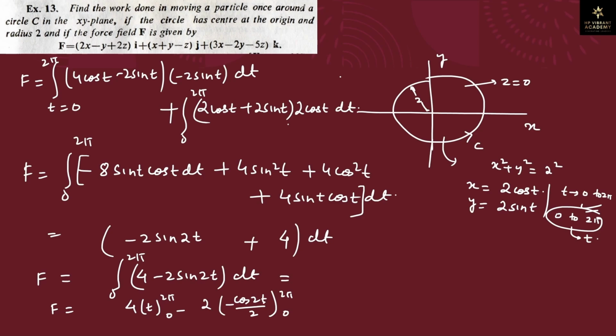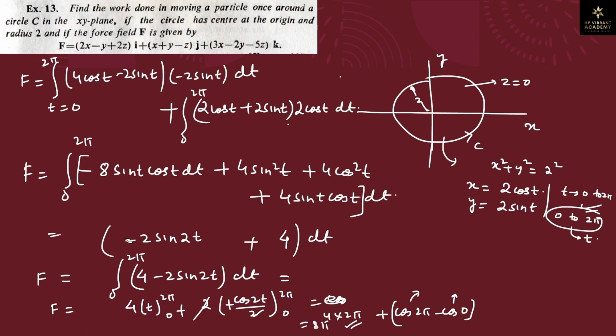So cos 2 pi, this gets cancelled and this will be plus. So we have this is 4 plus, this is 4 into 2 pi plus cos of 2 pi minus cos of 0. So this is 1 and this is also 1. So this is equal to 8 pi. So 8 pi is the work done.